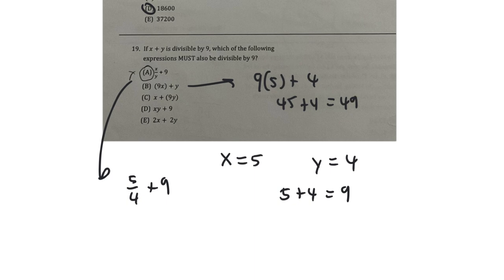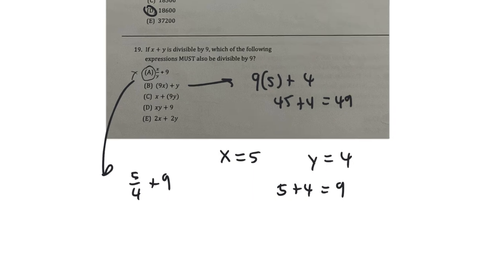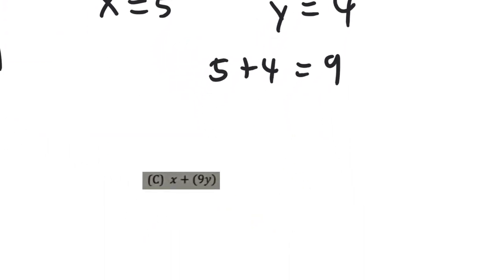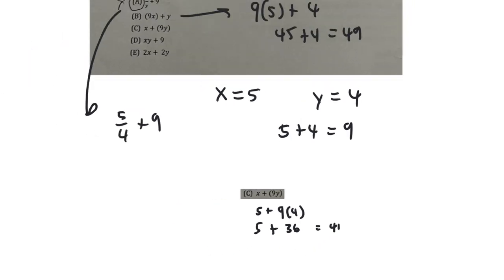No, it's not. I do believe the same would apply to answer choice C, but nonetheless, we can inspect it anyway. Let's take a look at that. So 5 plus 9 times 4, that's 36. 5 plus 36 is 41, and that is not divisible by 9, so answer choice C is gone.